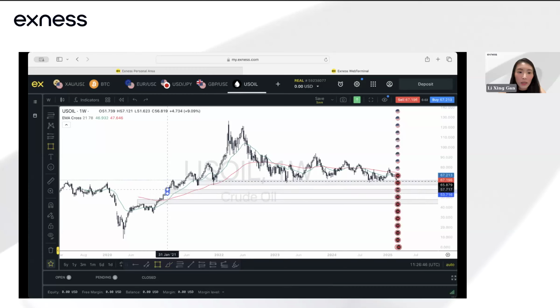This is at about the 57, 58 level. And then beyond that, this area of consolidation, which is at about the 48 level, this zone. So that's on the weekly time frame.